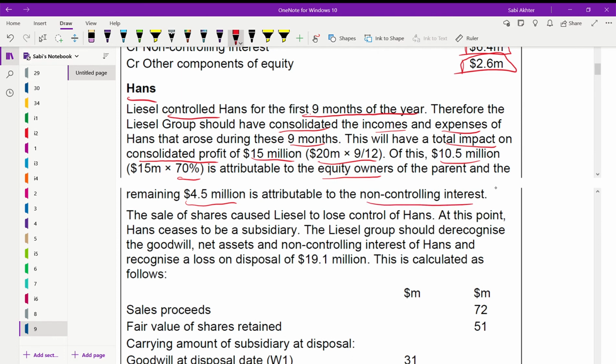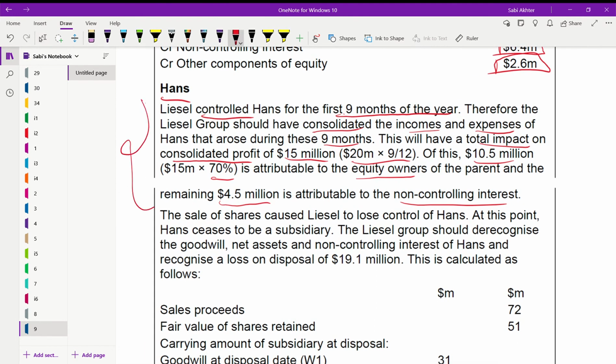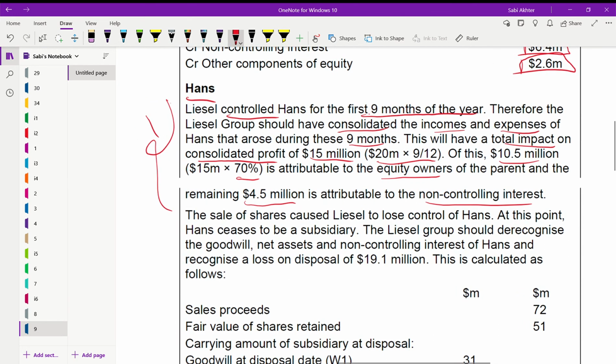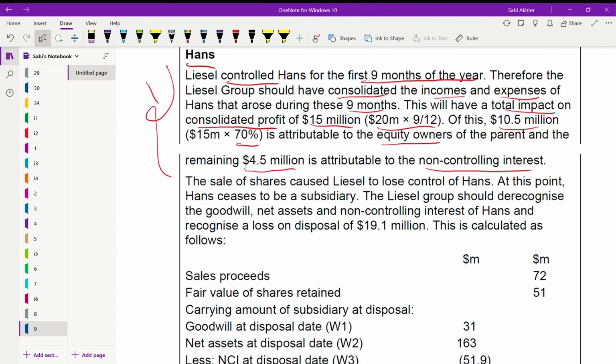Now, the sale of shares. Now, this is the situation before you are selling, for the first 9 months. Second, this is the first paragraph, okay? This you can use as a guideline in your exam, how to answer. Because you definitely will get a question like this. There's no doubt about it. Explain with calculation. Number 2. Second paragraph, you are telling the impact when you are selling.